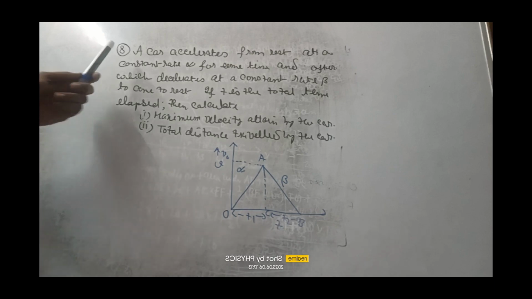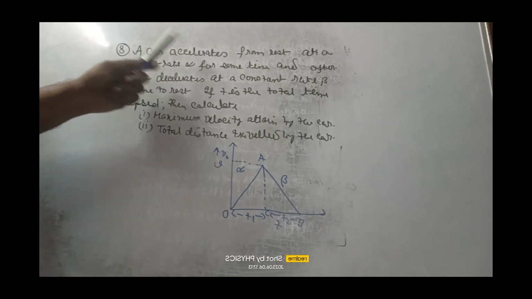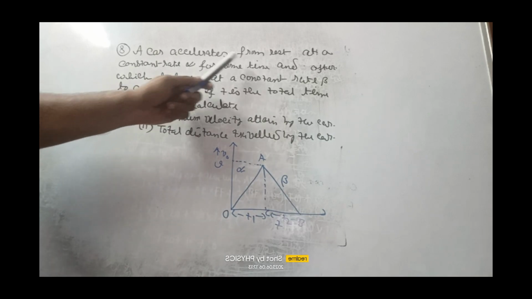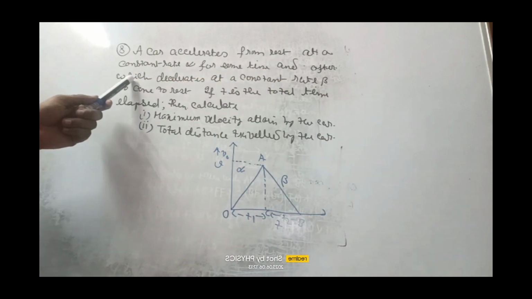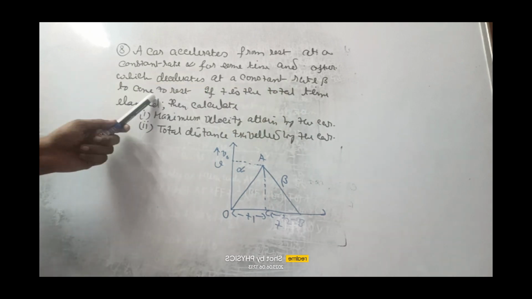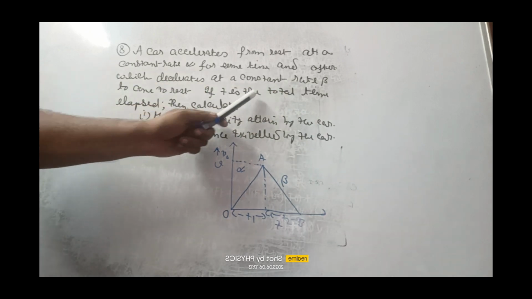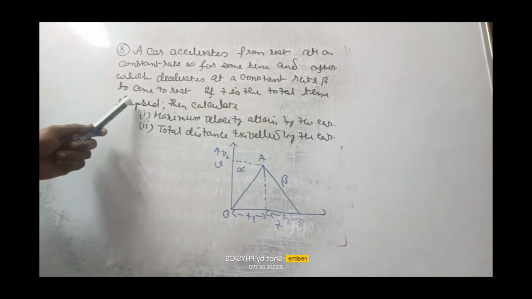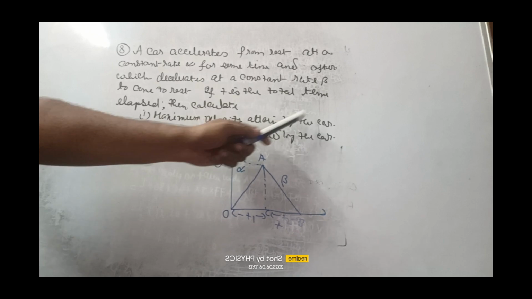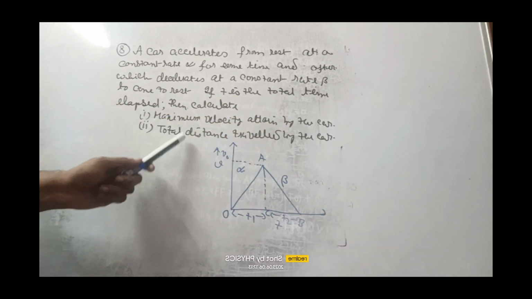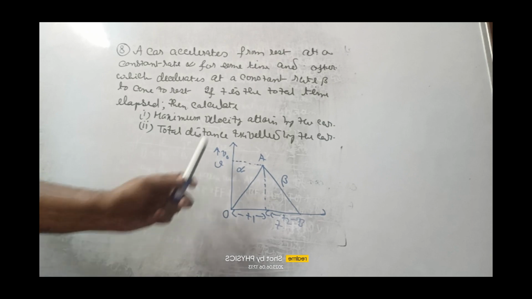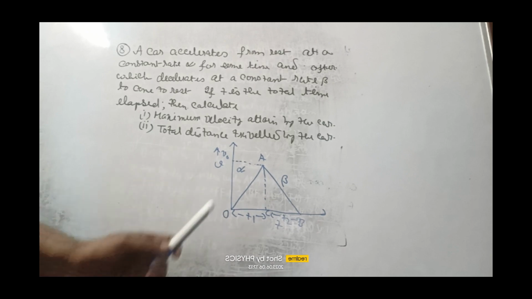Now move to problem number 8. A car accelerates from rest at a constant rate alpha for some time, after which it decelerates at a constant rate beta to come to rest. If t is the total time elapsed, then calculate number 1, the maximum velocity attained by the car, number 2, the total distance traveled by the car. For that we have to draw the graph of velocity versus time.